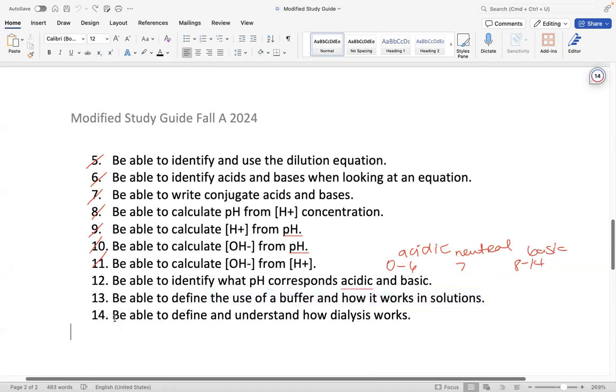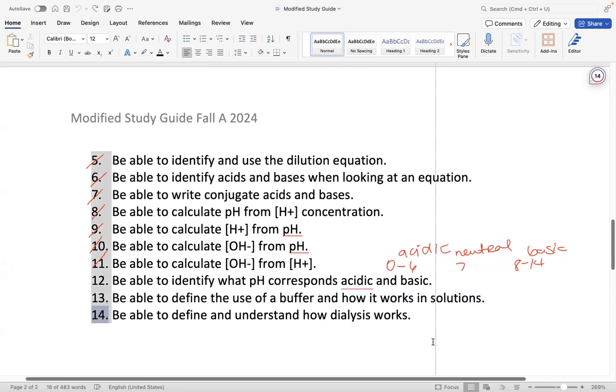Can you say that again? Yeah, so 13, you're defining what a buffer is, and the definitions are A, B, C, D, and it gives you different definitions. And so a buffer resists major changes to the pH by using a weak acid, but resist major changes to pH, that's the key there.